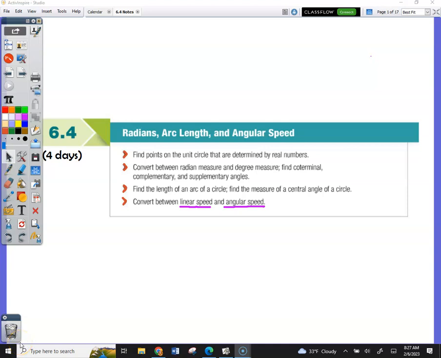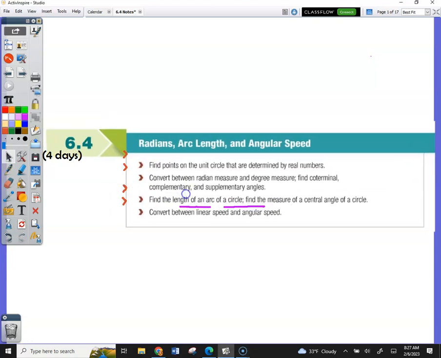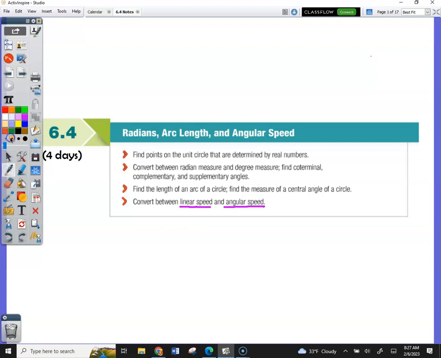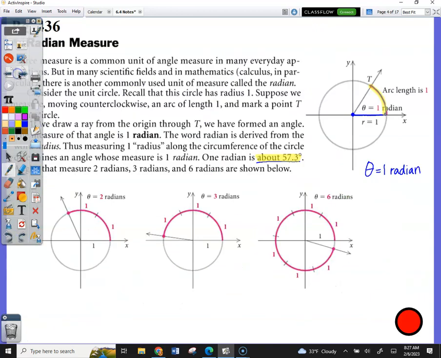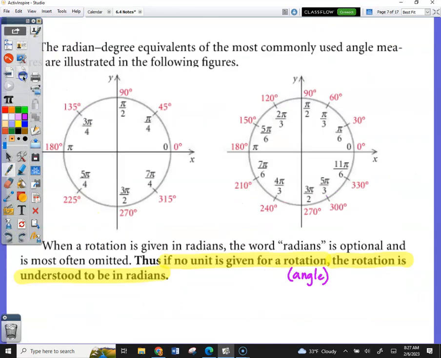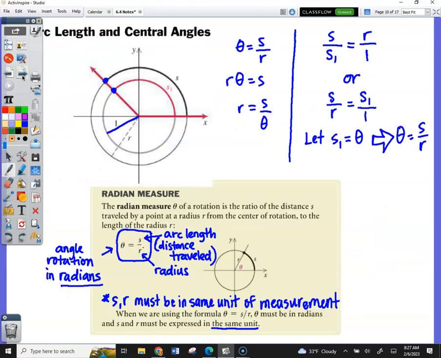All right, we're on day 4 of 6-4. On Friday, we did arc length. As you recall, let me get to it. Crash course for anyone out Friday.